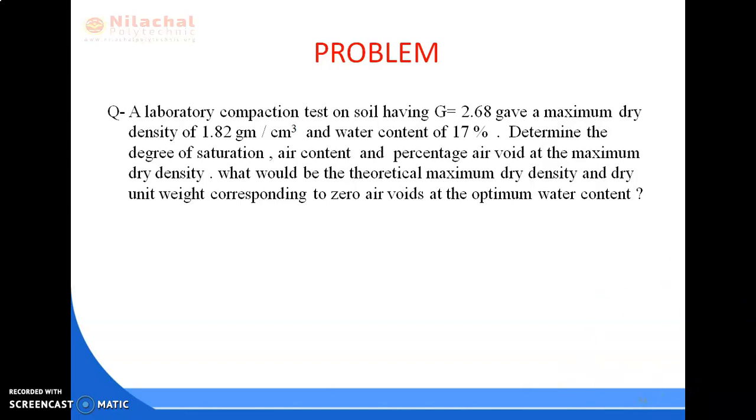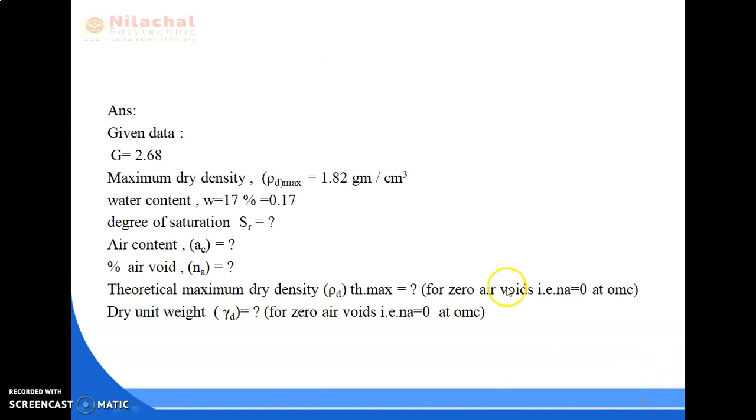So let us find out what is given in the question. It is given G equal to 2.68, maximum dry density rho d max as 1.82 gram per centimeter cube, water content w equal to 17% equal to 0.17, degree of saturation Sr equal to question mark, air content Ac equal to question mark, percentage air void na equal to question mark. Then theoretical maximum dry density rho d theoretical max equal to question mark.